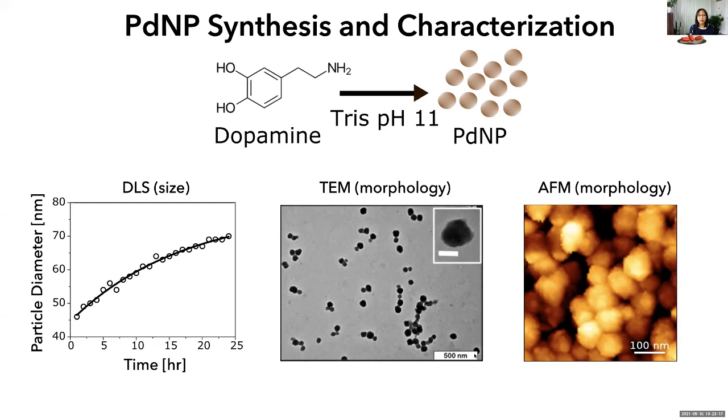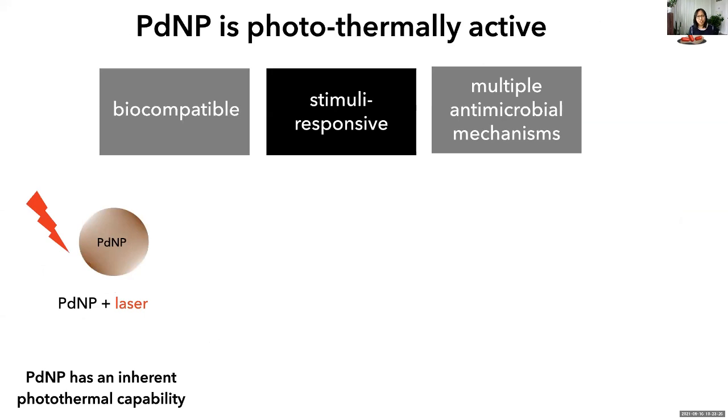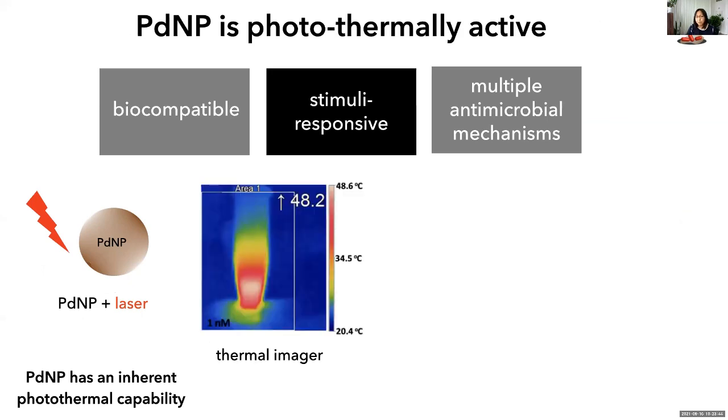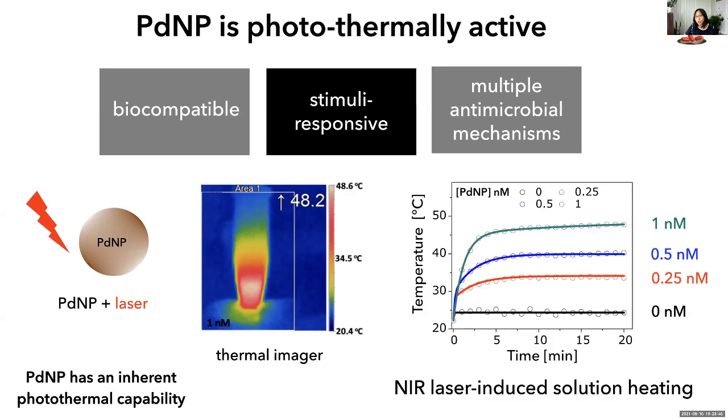And so now that we have synthesized and characterized our nanoparticle, our PDNP, the next thing we check, and I didn't mention this to you yet, is its photothermal capability. People who started working with PDNP have already shown that PDNP heats up when shown by laser. So in our group, we just monitor the solution temperature as we increase the concentrations of PDNP. We did so via a thermal imager. And here's what we got.